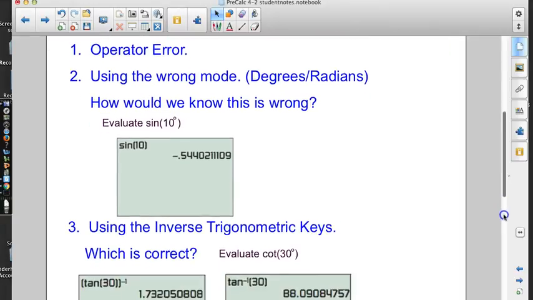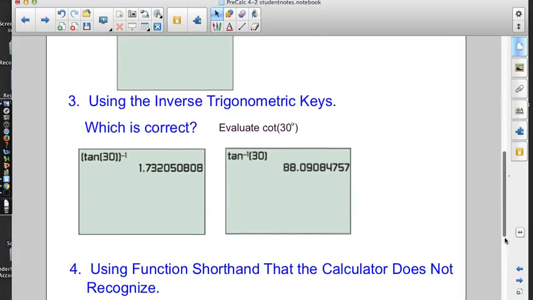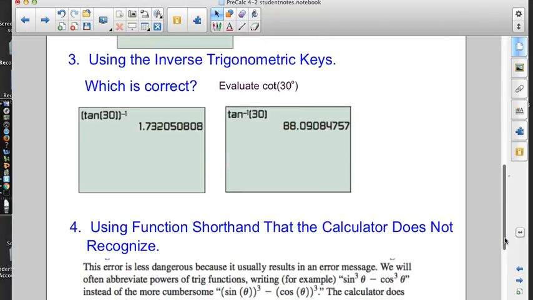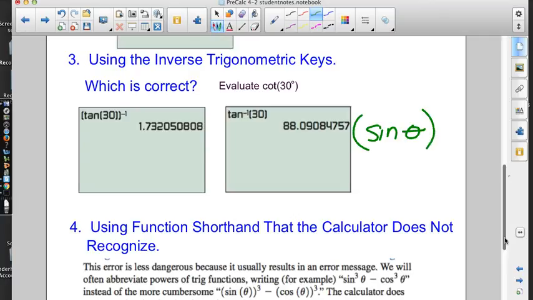And then we have to know the difference between using the inverse key versus using the reciprocal. Because when you look at your calculator, you're not going to see buttons for cosecant, secant, and cotangent. They are not there. What we have to do is get the sine of the angle and then flip it. Take it to the -1 power. And that would give us cosecant.